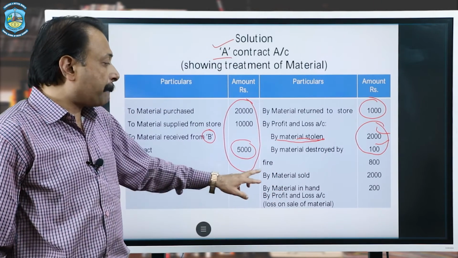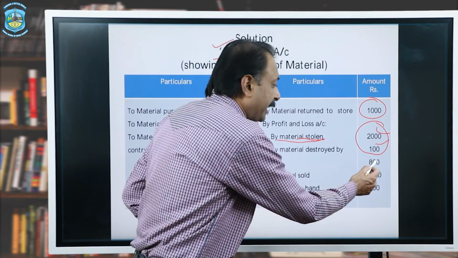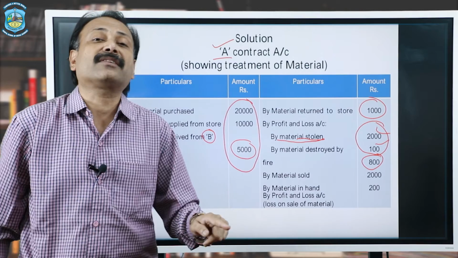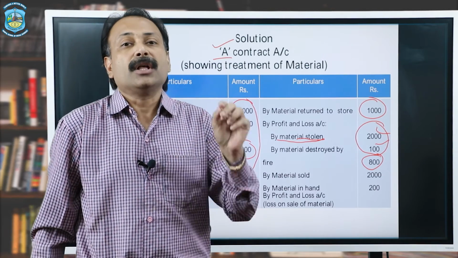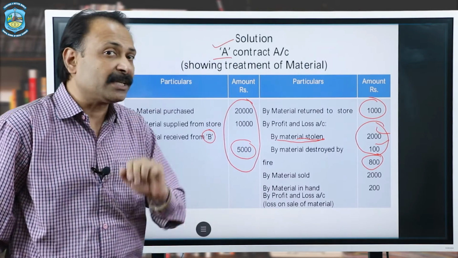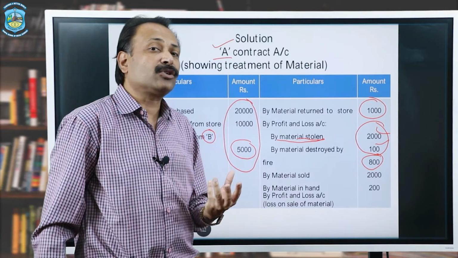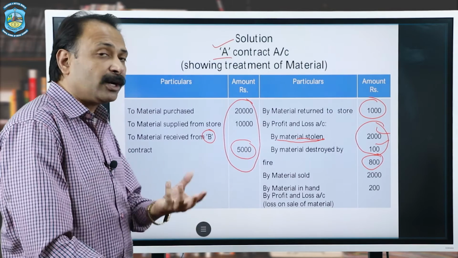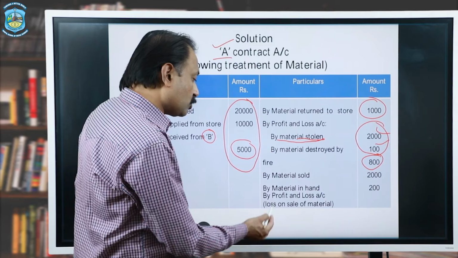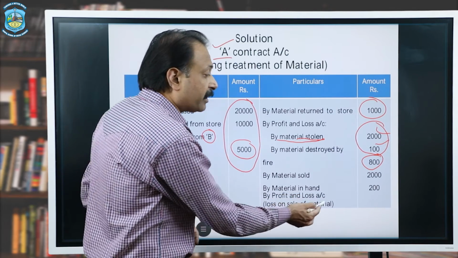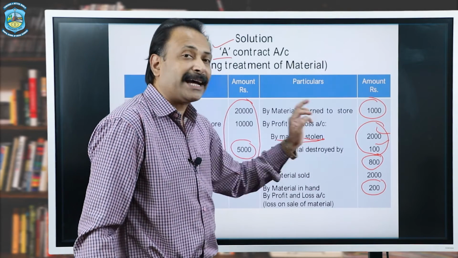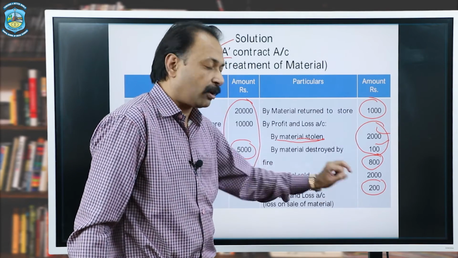Then by material sold, we have sold material for 800 rupees. The total amount of material sold is 800 rupees and the actual cost of that material was 1,000 rupees. So material costing 1,000 rupees is sold for 800. That means there is a loss of 200. We have sold 1,000 rupees of material for only 800 rupees. That is why 1,000 minus 800, so there is a loss of 200. So by profit and loss account, loss on sale of material is 200. That is why we have incurred 200 rupees of loss.